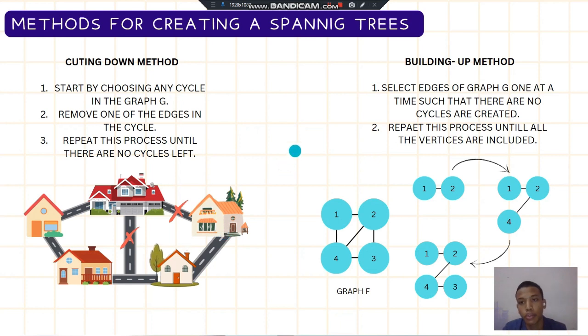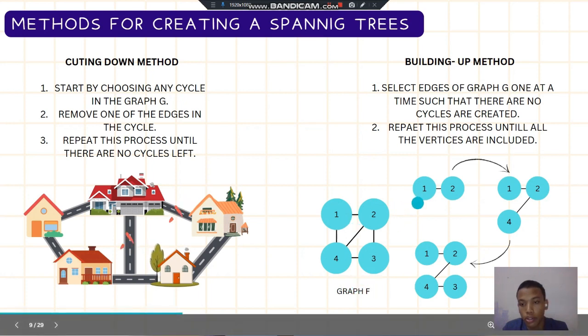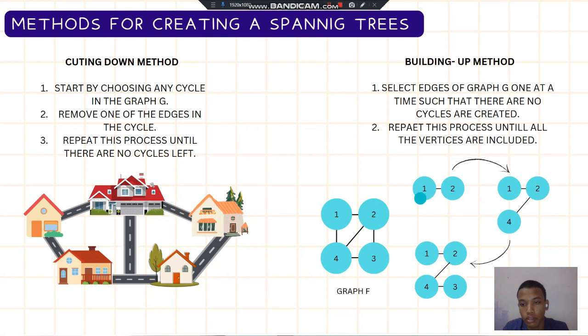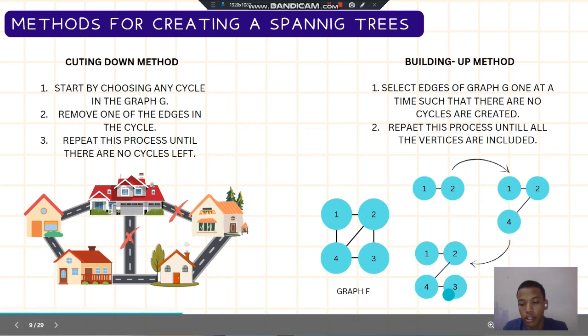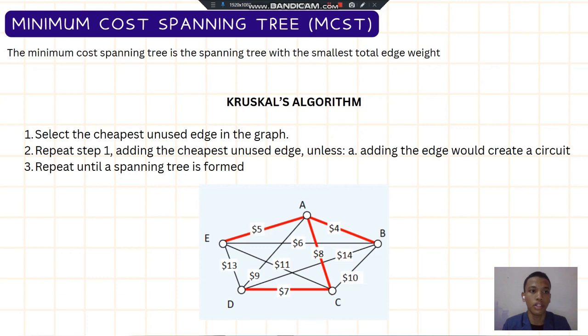And then for the building up method, the first step is to select edges of graph G one at a time such that no circuits are created, and then repeat this process until all the vertices are included. From the graph, we need to choose vertex 1 and vertex 2, and then we connect to this vertex, and then we connect to vertex 4, and then the last one we need is vertex 3, so we can have a spanning tree.